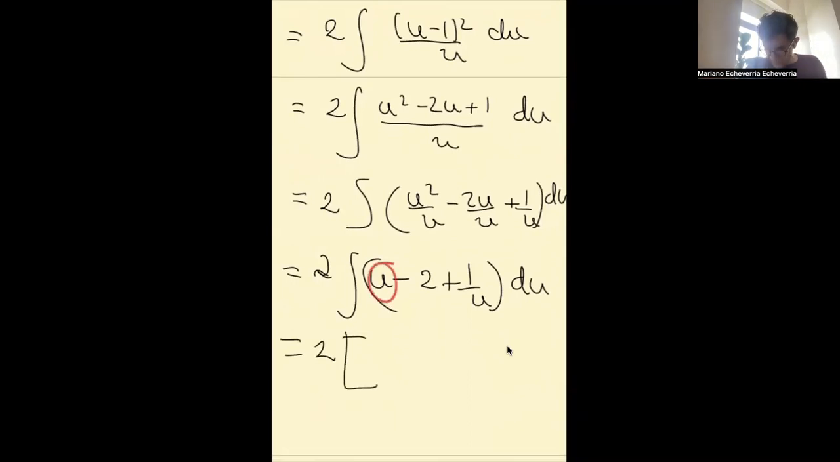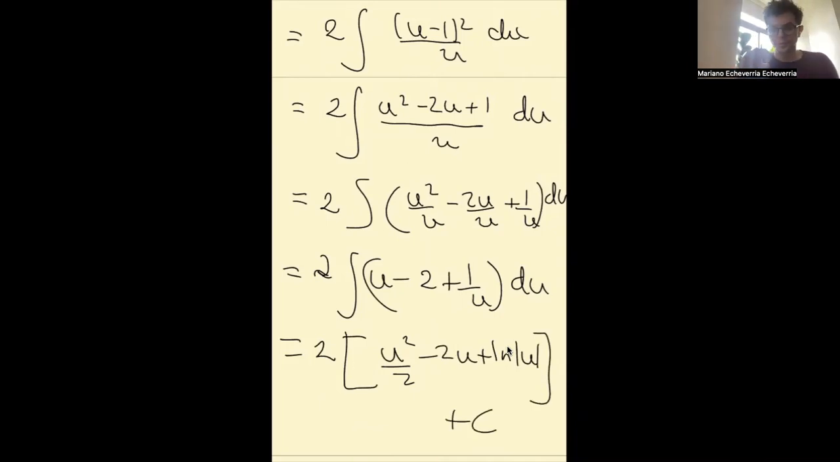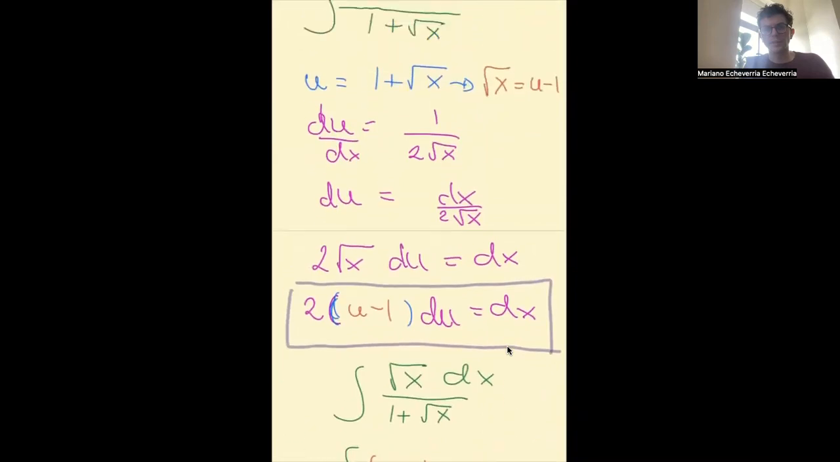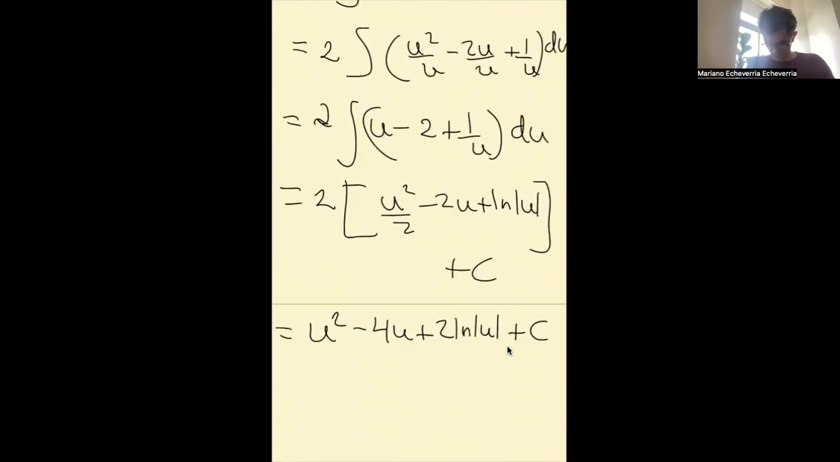The first one is u squared over 2. The second one is minus 2u. The last one is natural log of u. And again, you can put a constant somewhere at the end. So this gives you u squared minus 4u plus 2 ln of u plus c. And then you just have to put back in what u was. u was 1 plus root of x.